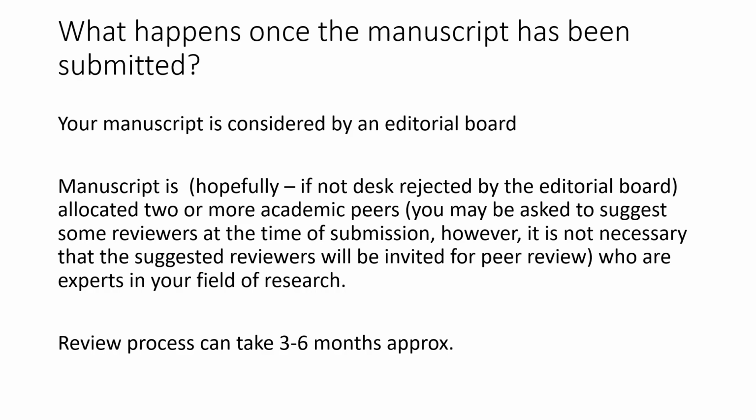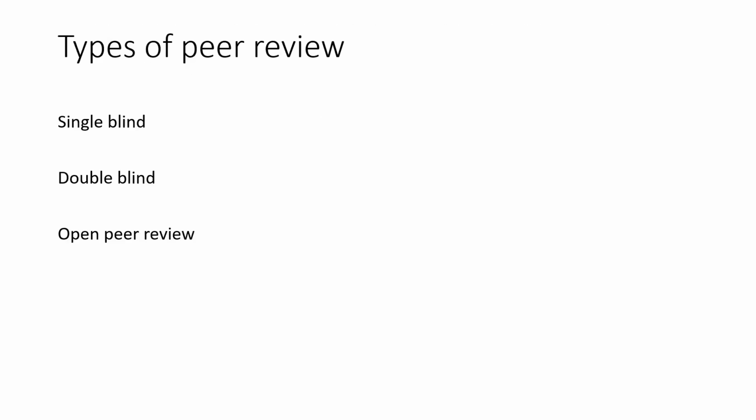Now, this review process can take 3 to 6 months. I'm just talking about the first review. Okay, 3 to 6 months is general. In some cases, it may also go to 9 to 12 months. Okay, now, in the next slide, I will be explaining the different types of peer review.